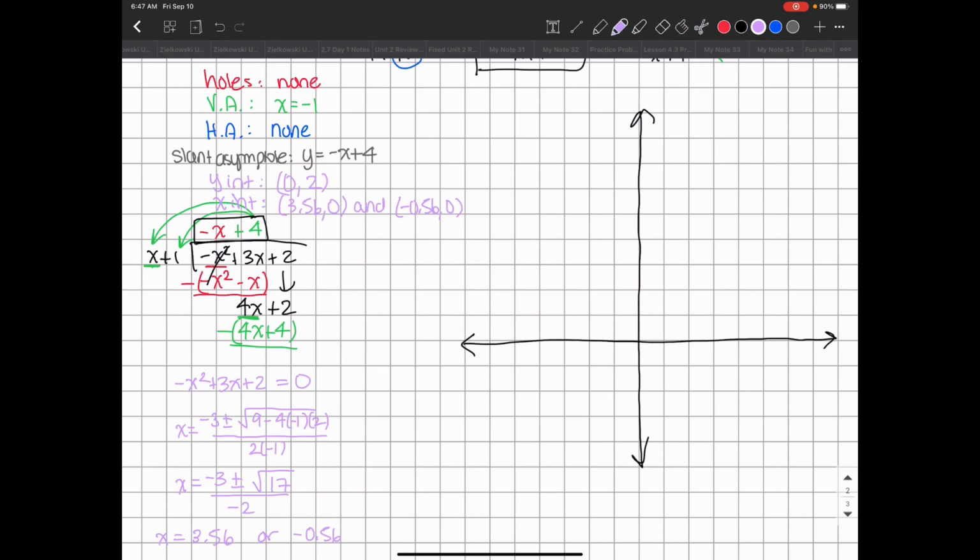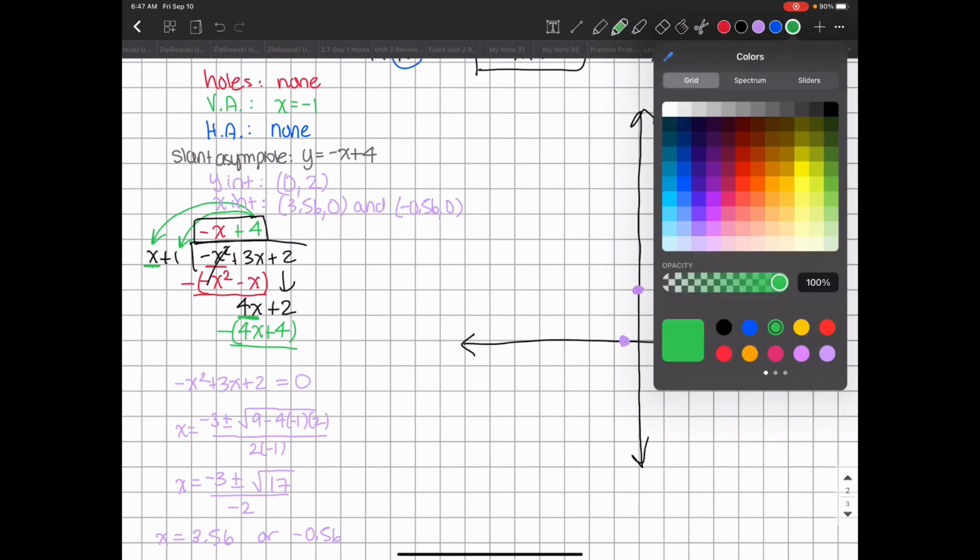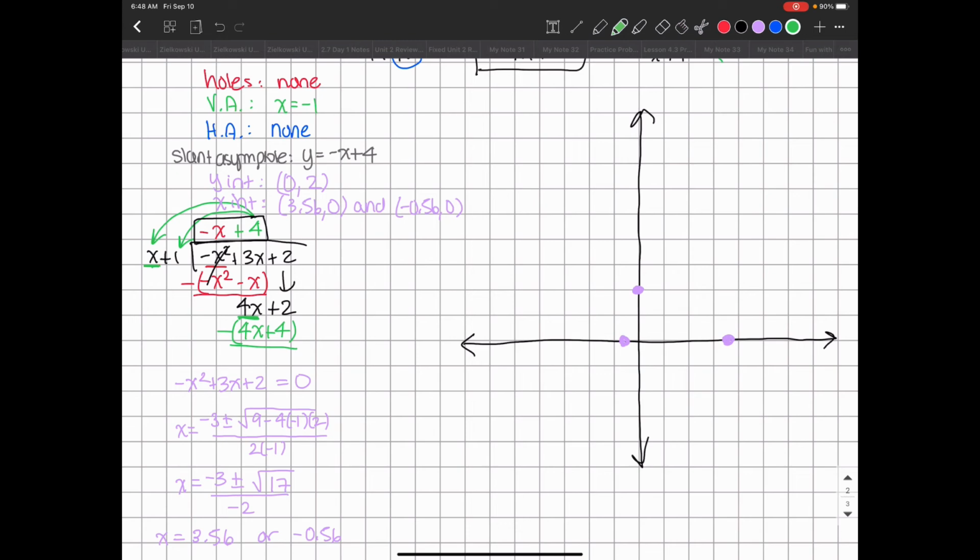So I have 0, comma 2. I have 3.56, comma 0. I have negative 0.5, comma 0. And then my vertical asymptote, oopsies. My vertical asymptote is at x is negative 1, right here.